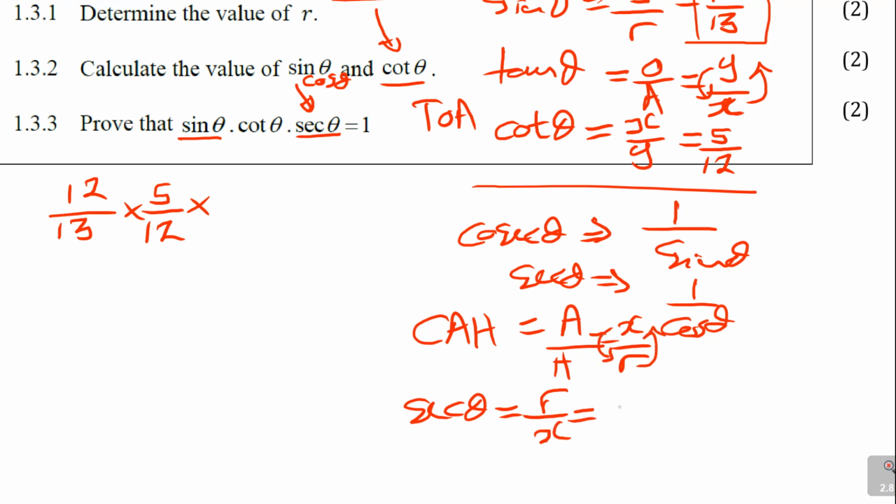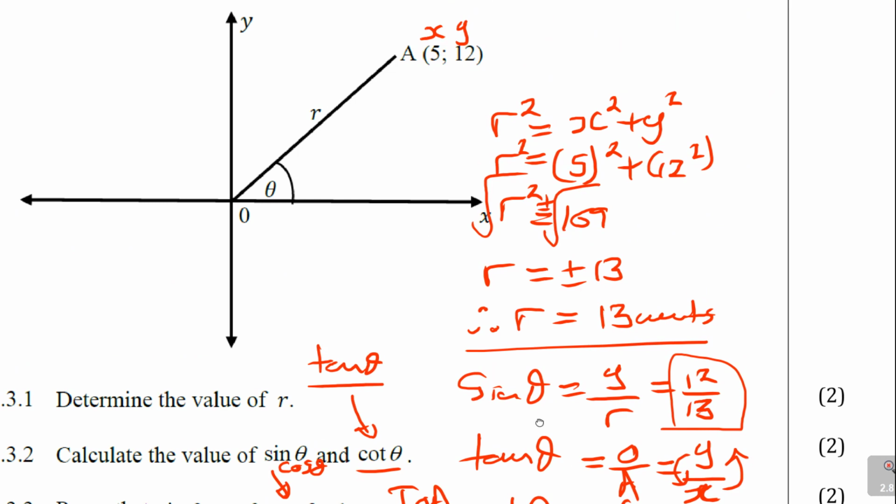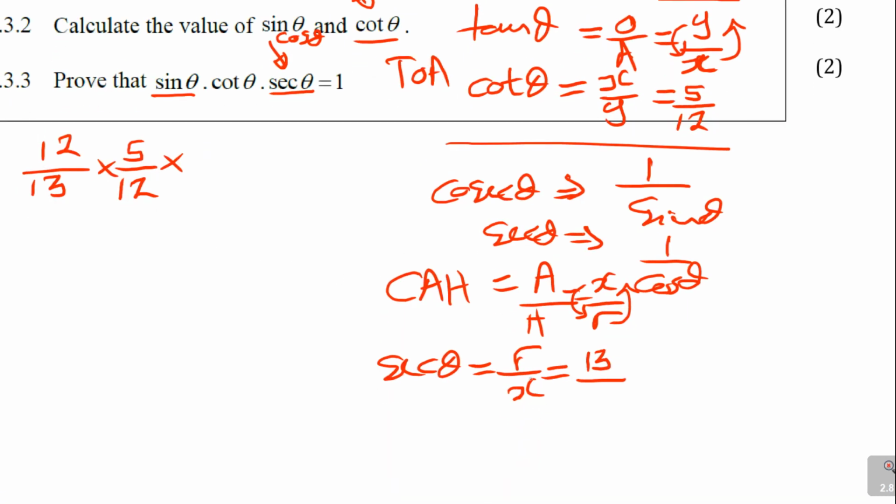And r, what was r? It was 13. And what was x? Let's check x. X was 5. 13 over 5. So here you just say sec is 13 over 5. Let's multiply this and see if it gives us a 1. So the 13 goes, 5 goes, and the 12 goes. 1 times 1 times 1 is 1 over 1, which is equal to 1.